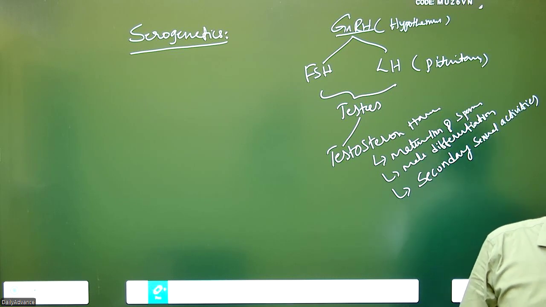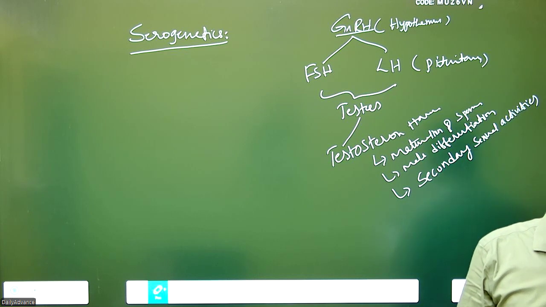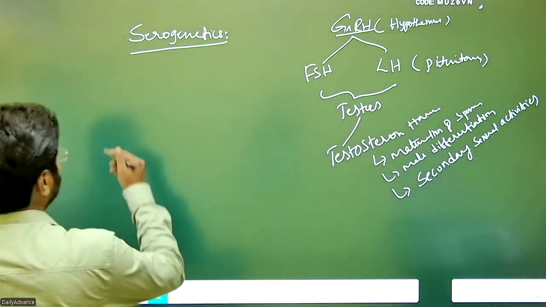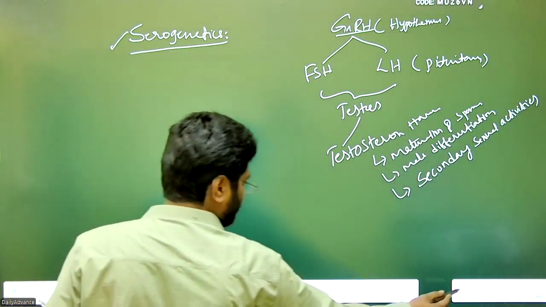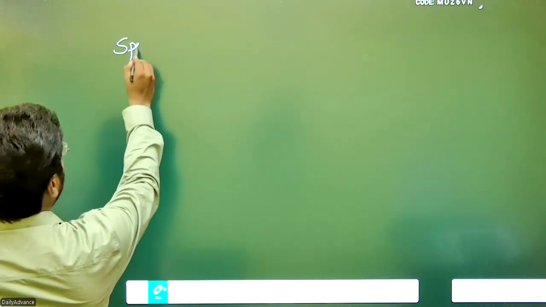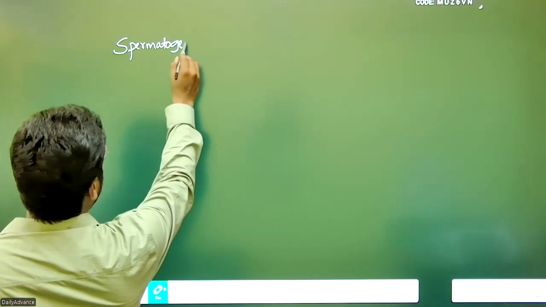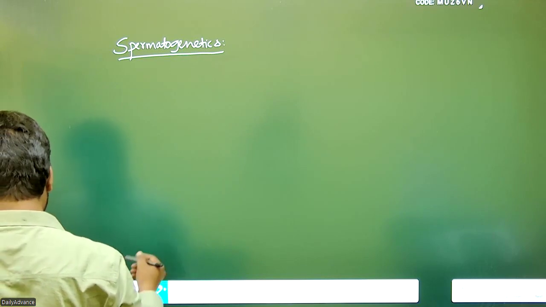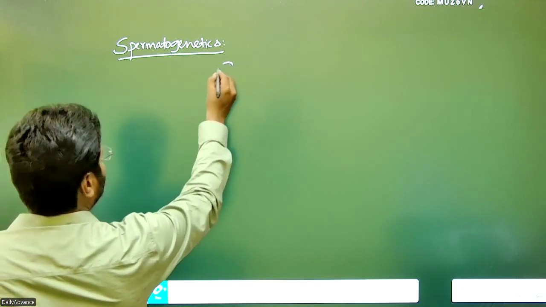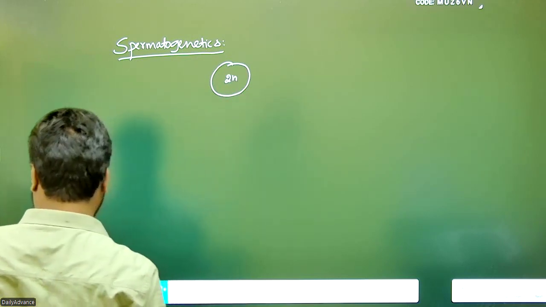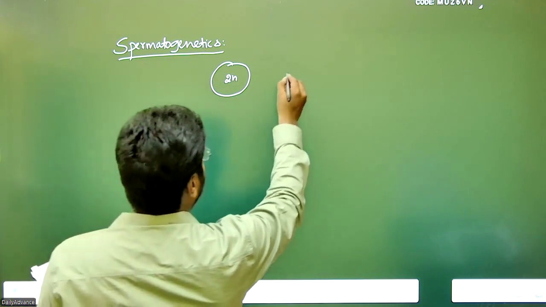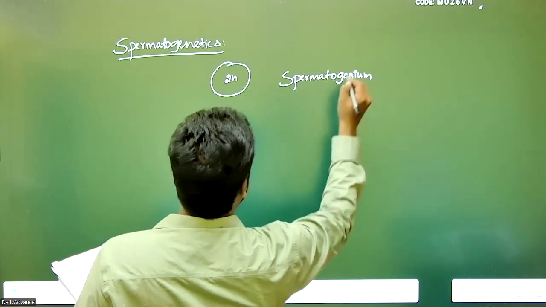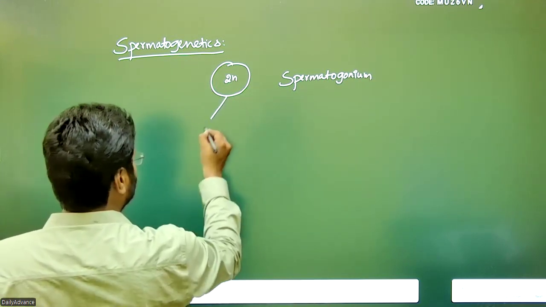So spermatogenesis. Male spermatogenesis starts with the spermatogonium. The original one, the parent or primordial cell, we call a spermatogonium. This spermatogonium undergoes mitosis.